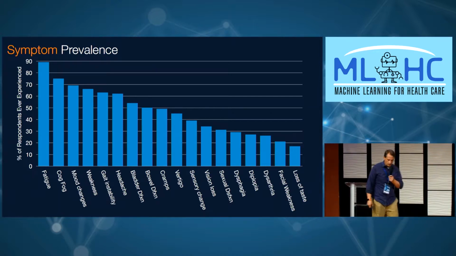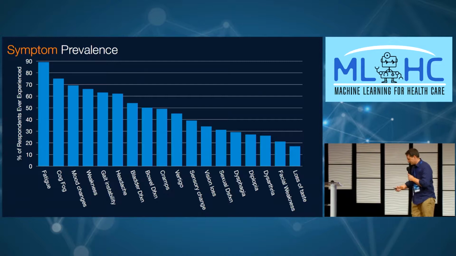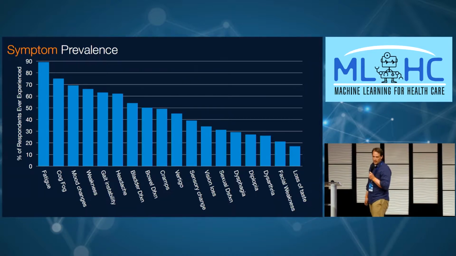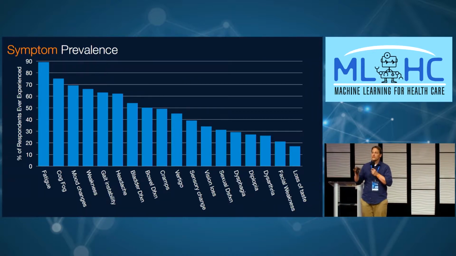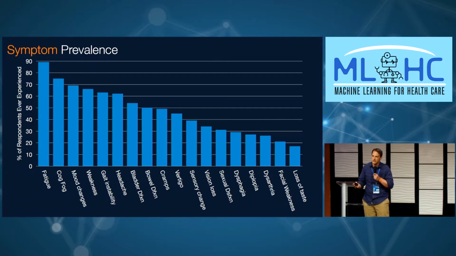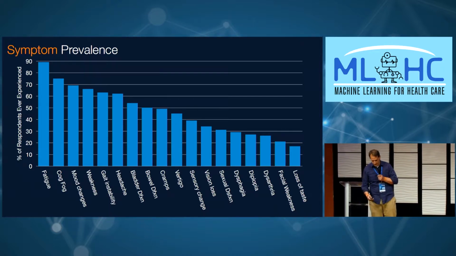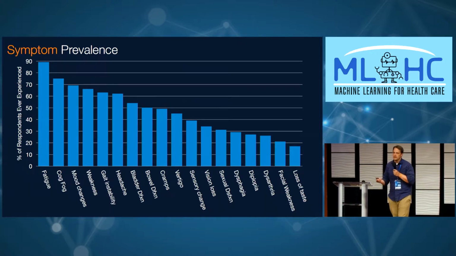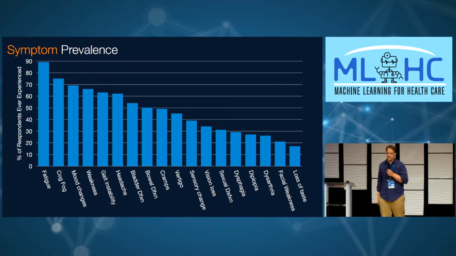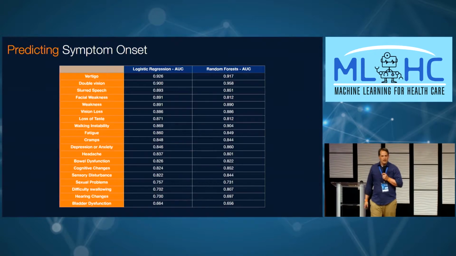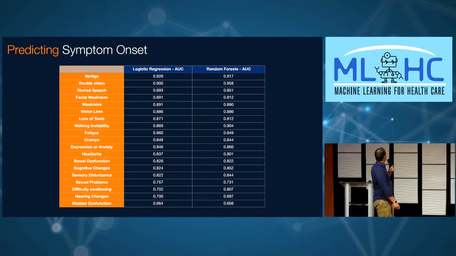Fatigue, cog fog, and mood changes. But suffice to say, from an epidemiologic standpoint, to the best of our knowledge, this is in keeping with the most prevalent symptoms that MS patients experience on a regular basis. But can we start to predict which patients are going to have what symptoms? Here is our first effort at that.